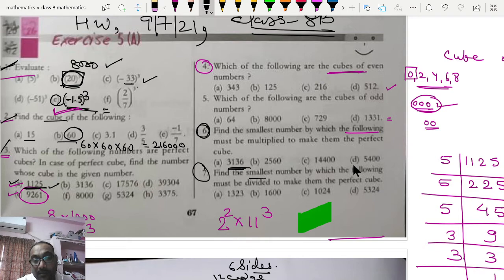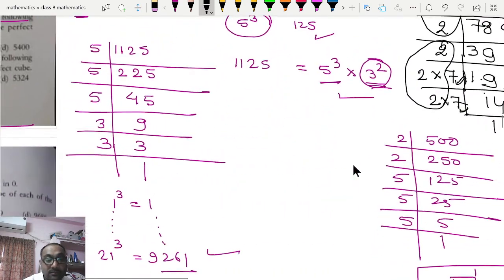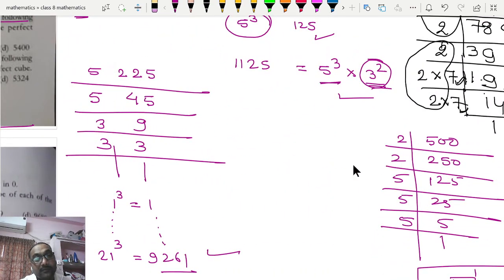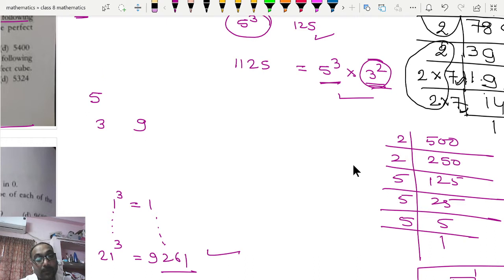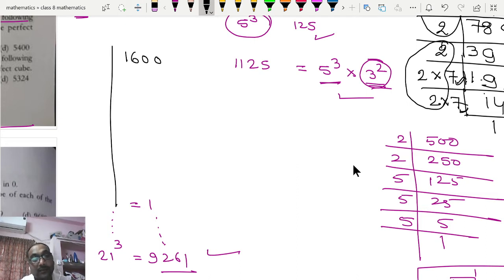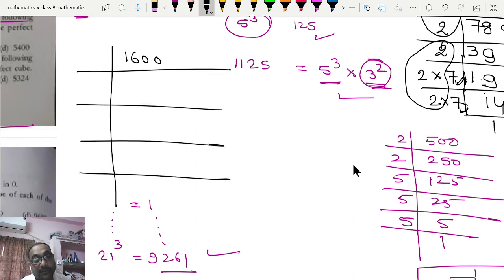Find the smallest number by which the following must be divided to get a perfect cube. You need to find the division, dividing the number. Okay, now taking this number 1600 and finding the cube root, or the prime factorization, I think we can get an easy way to find the perfect cube as well as the number by which it should be divided.